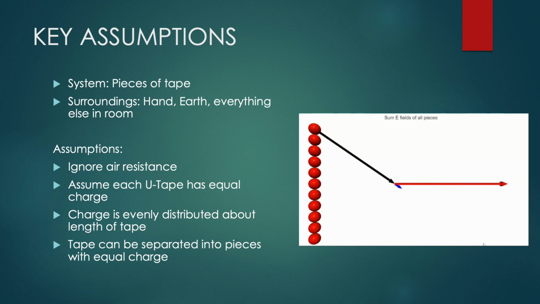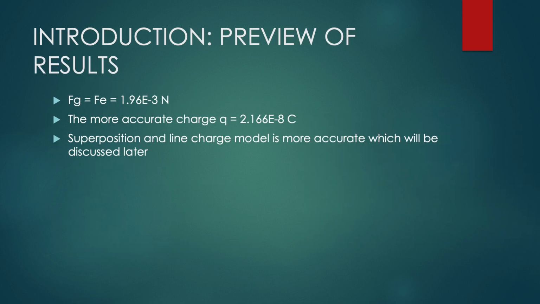Some key assumptions were that the system was the piece of tape and the surroundings were my hand, Earth, everything else in the room. And some assumptions were ignoring air resistance, assuming each piece of tape has equal charge evenly distributed, and that the tape can be separated into these pieces, which is seen in the picture to the right, which shows the separation of charges and superposition.